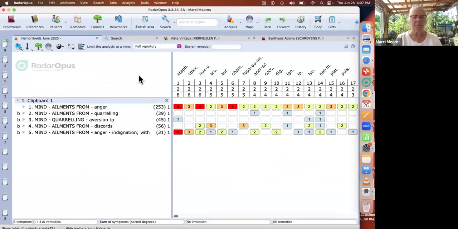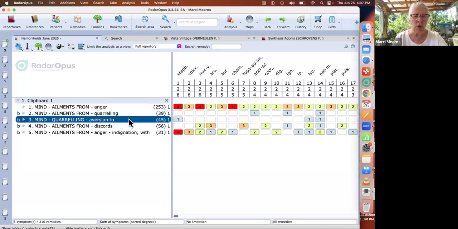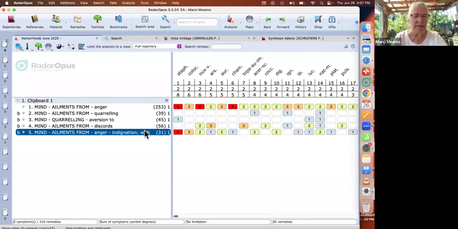Okay, so here we have the first clipboard, and already right away we're going to be doing some combining, right? The symptom that I have for you is mind ailments from anger, right? Obviously, that's the whole point of the case. As well, and I grouped all of these symptoms together: ailments from quarreling, aversion to quarreling, ailments from discords, ailments from anger with indignation. I just took all of those as a group.